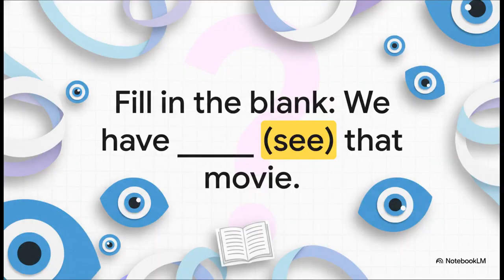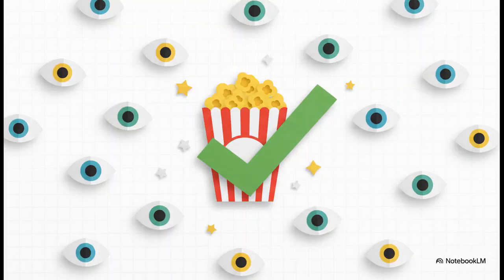Last one. Again, check for the clue. We've got the helper verb, have, which means we need, you guessed it, that third form, the past participle of see. And the answer is seen. We have seen that movie. Fantastic work. See, not so scary when you know what to look for.